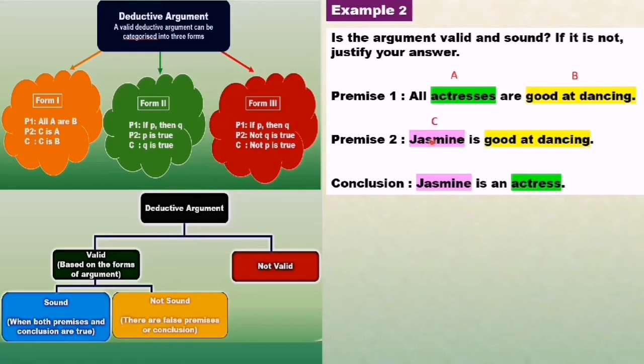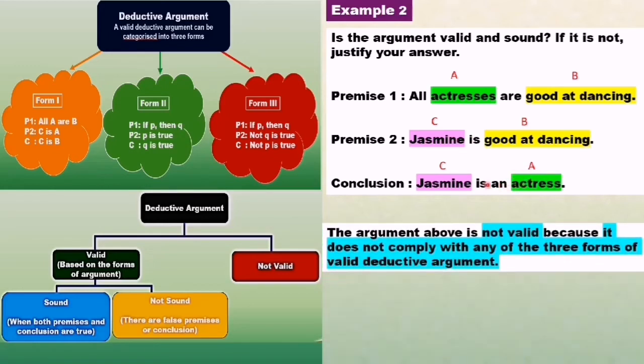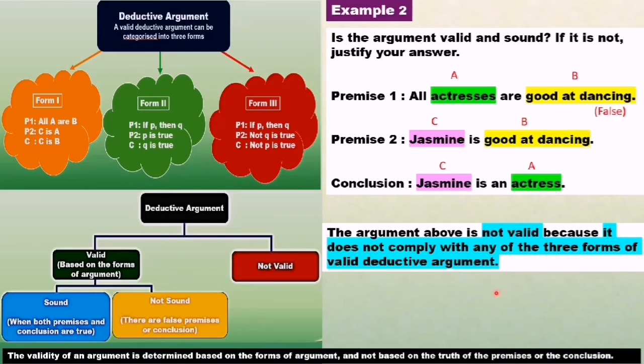Jasmine is C, is good at dancing is B. Jasmine is C, actress is A. So all A are B, C is B, C is A. The argument above is not valid because it does not comply with any of the three forms of valid deductive argument. When an argument is not valid, automatically it is unsound also.